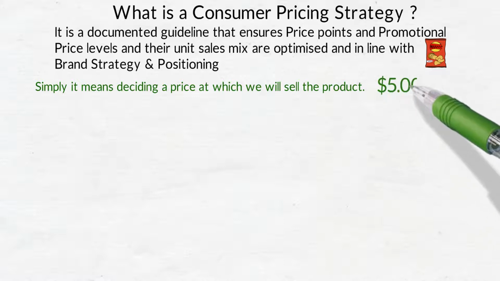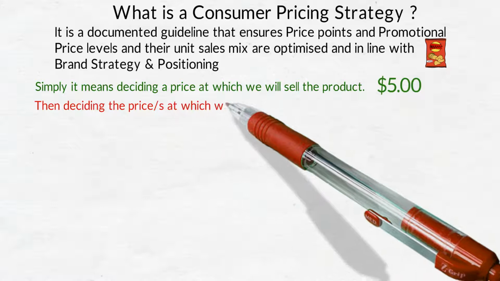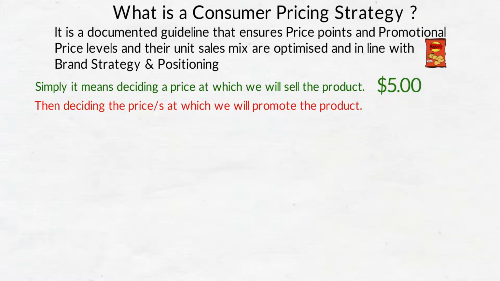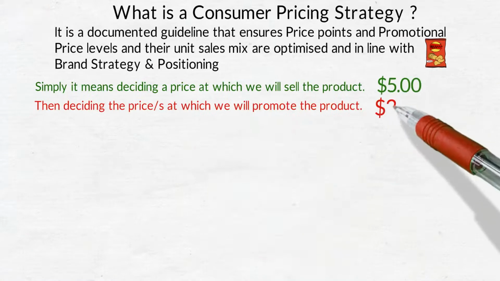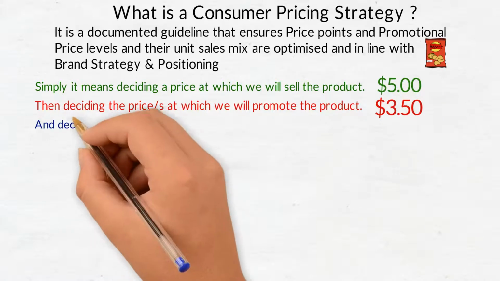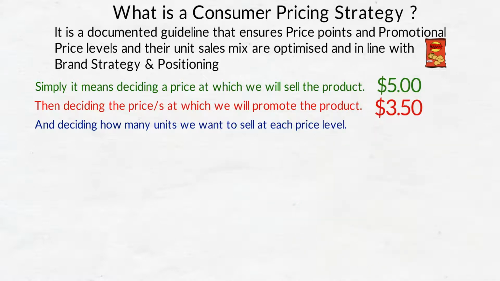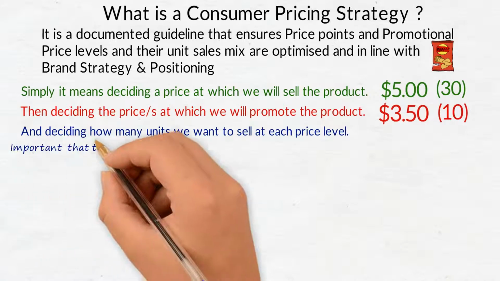Say a bag of chips for $5. Then deciding the price or prices at which we will promote the product or discount the product to. Let's say $3.50. And then decide how many units we want to sell at each price level. Say 30 units at $5 and 10 units at $3.50.